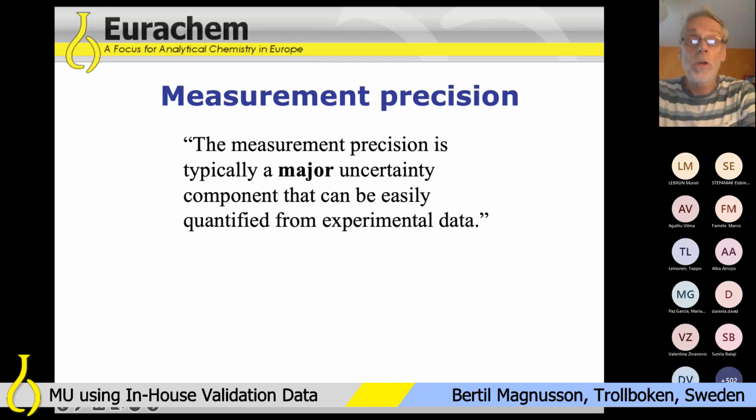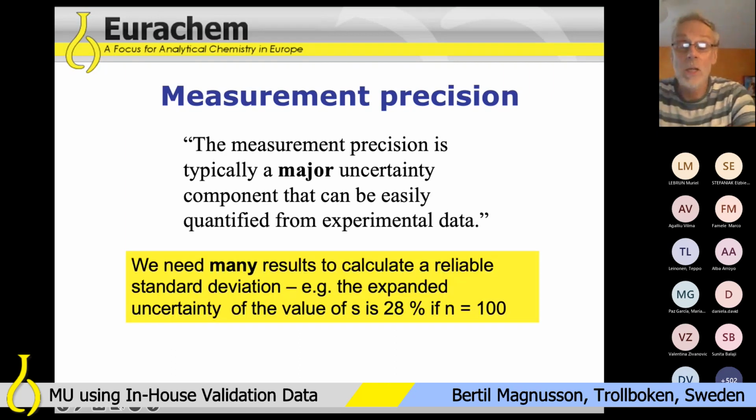If we go into the draft guide, when we start the chapter on measurement precision, it says the measurement precision is typically a major uncertainty component that can be easily quantified from experimental data. It can be a major one. In many cases, it's about the same as the systematic effect, but it can be easily quantified from experimental data. Yes, but that needs good thinking and good planning in order to include all variation in the data. And this I will come to in detail.